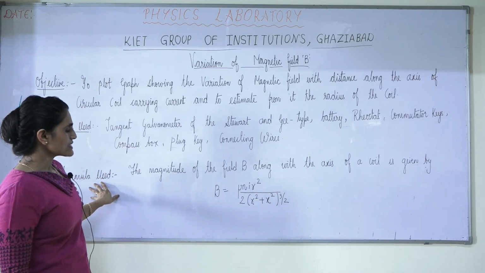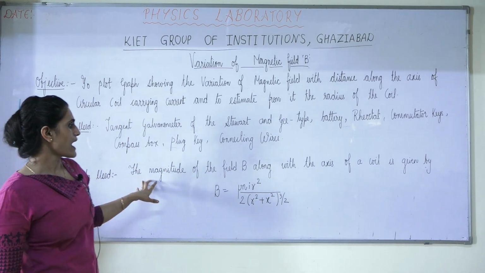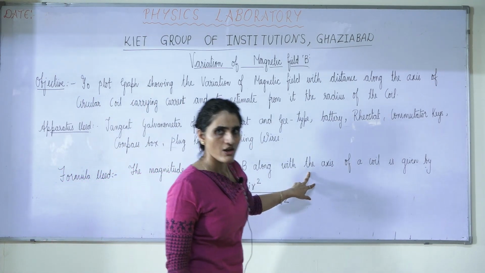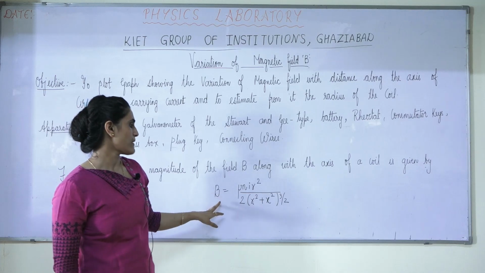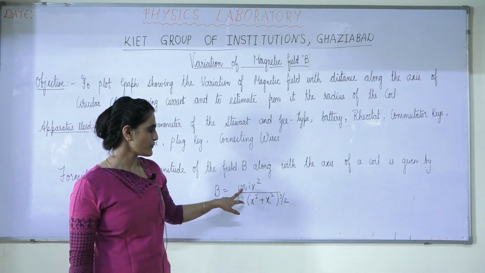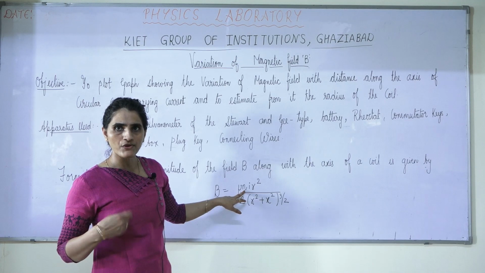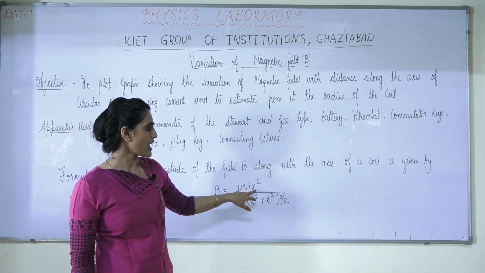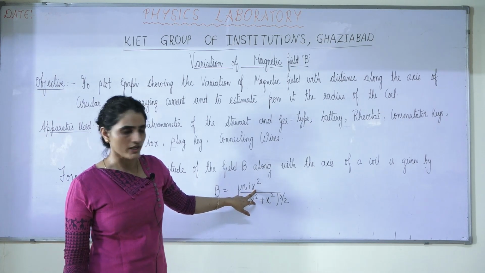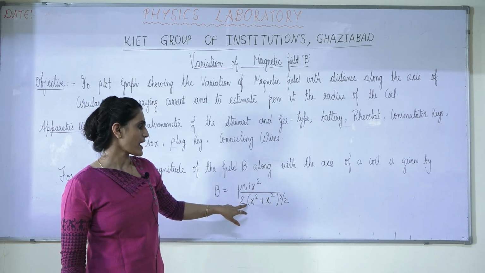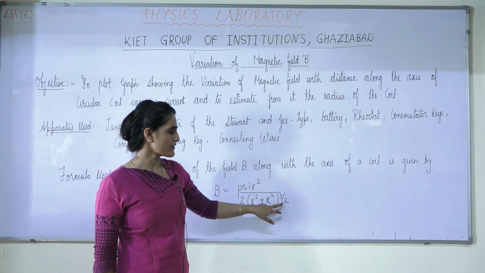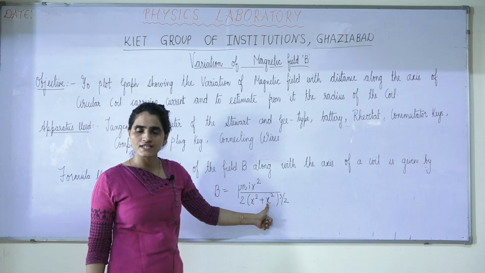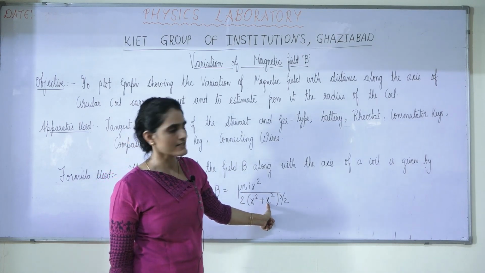The formula used in this experiment is that the magnitude of the field B along the axis of the coil is given by B equals mu N I R squared divided by 2 times (R squared plus X squared) raised to the power 3 by 2, where N is the number of turns on the coil, I is the current used, R is the radius of the coil, and X is the distance from the center of the coil.